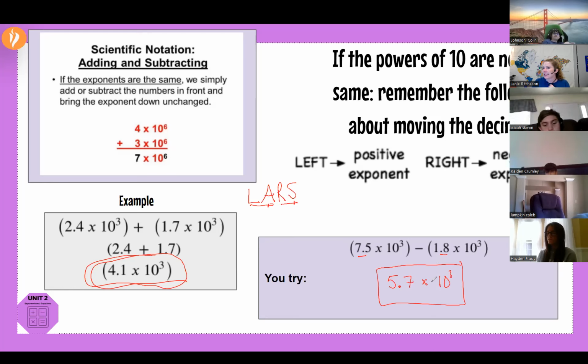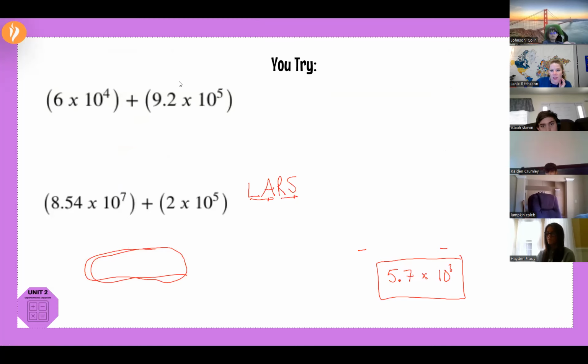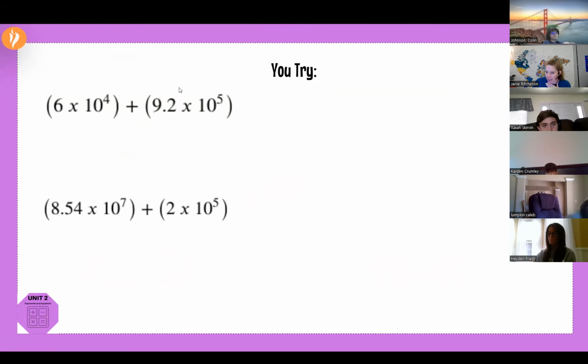All right, that one was easy. Got it? When the exponents are the same, the problems are much easier. All right, so look at these two problems. Neither of the exponents are the same. So you are not allowed to add or subtract until the exponents are the same, okay?